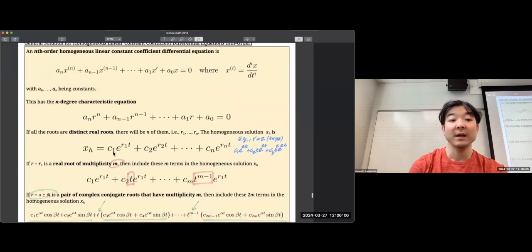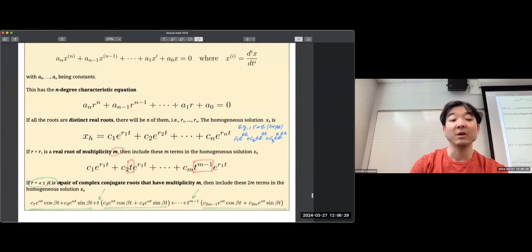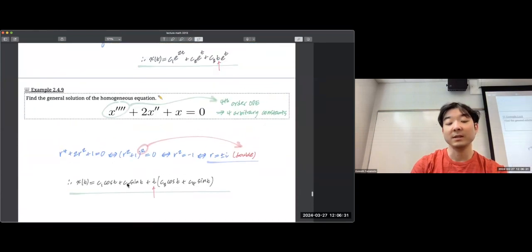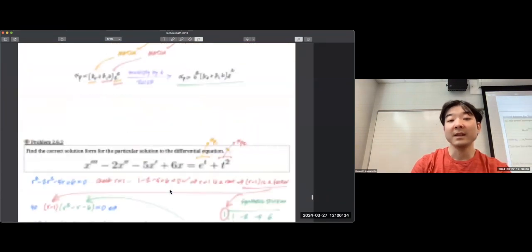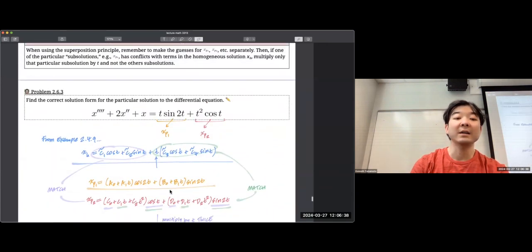So this is just saying you would multiply a root of multiplicity m by t successively until you've run out of all the multiplicities. The original one doesn't get multiplied by t. And then the complex case, you'd also do the same thing. You copy your original, and then you copy it again, multiplying by t as many times as the multiplicity of your complex conjugate root. This was an example where we had that. So that's higher order.